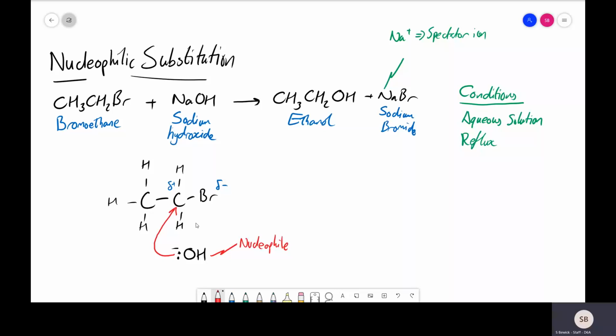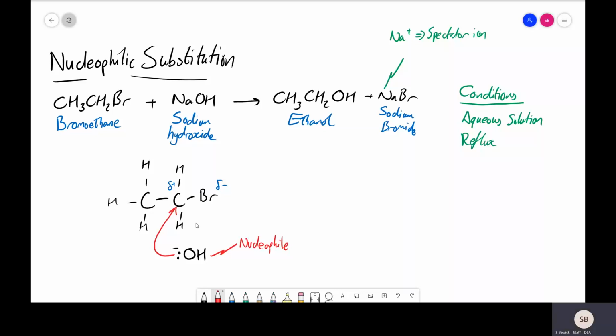Now, the hydroxide, acting as a nucleophile, has donated its pair of electrons to the carbon. It's formed a covalent bond with that carbon. Now, the carbon has too many bonds. Carbon should only have 4 bonds, 8 electrons around it. But once the hydroxide's attached to it, now it's suddenly got 10. It doesn't want that, so it needs to get rid of a pair.